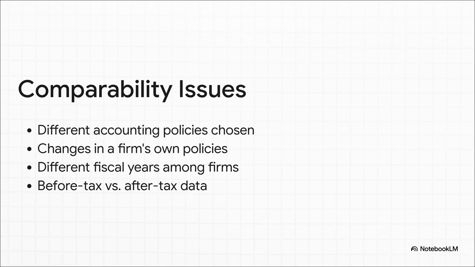hurdles. First up, differing accounting policies. If firm A uses declining balance depreciation, they're writing down assets earlier, right? That completely changes their earnings profile compared to firm B, who might be using straight-line depreciation. Second, a firm might actually change its own policies over time, which totally distorts historical analysis. Third, having different fiscal year ends means you are literally looking at different economic periods. And fourth, you always have to check if the data is presented before or after taxes. If you miss any of these, your comparison is basically invalid.